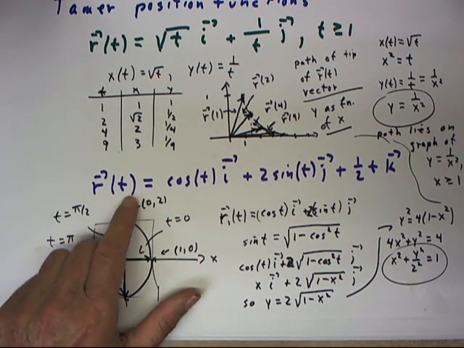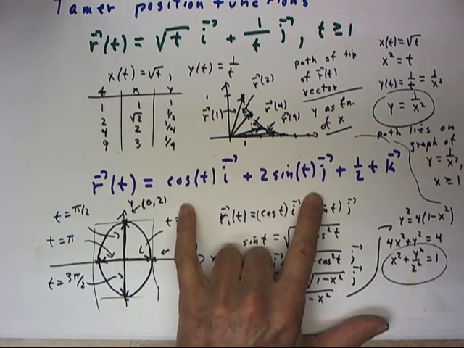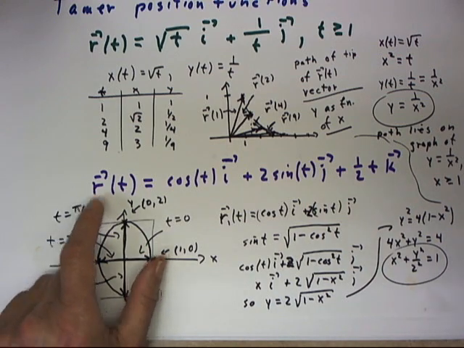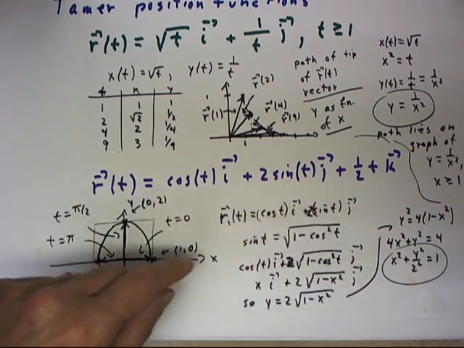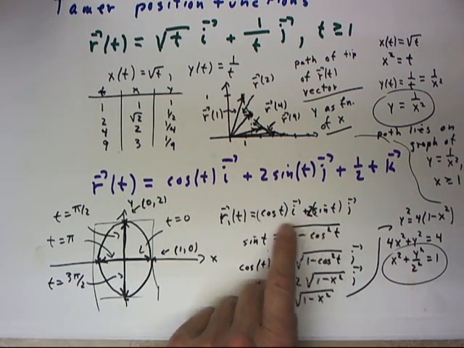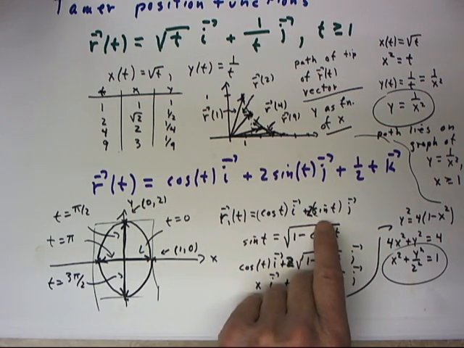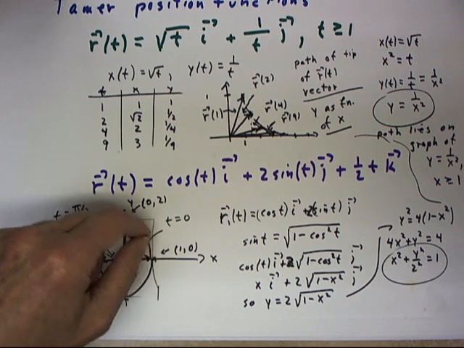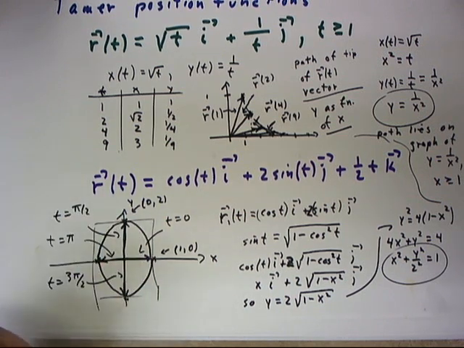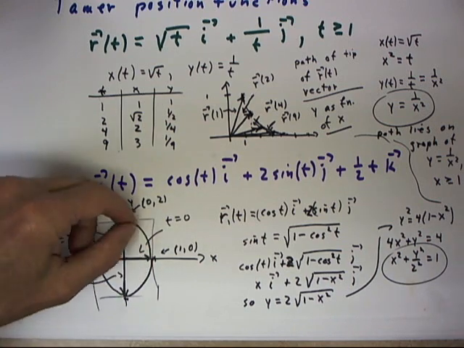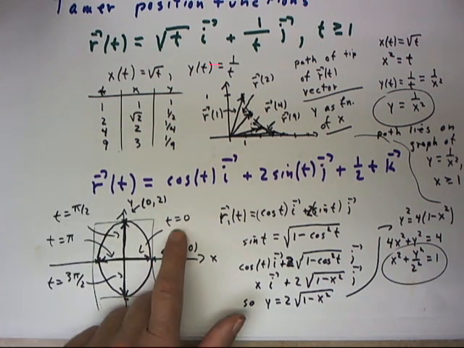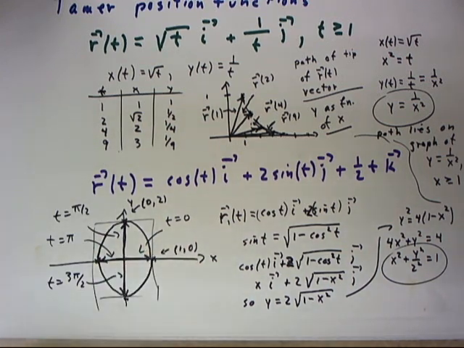We've just seen that if we take just the i and j components out of the function r of t, we get a function, calling it r1 of t, cosine of t i plus 2 sine t j, whose graph is an ellipse and which we can tell is traversed in the counterclockwise direction as t increases.